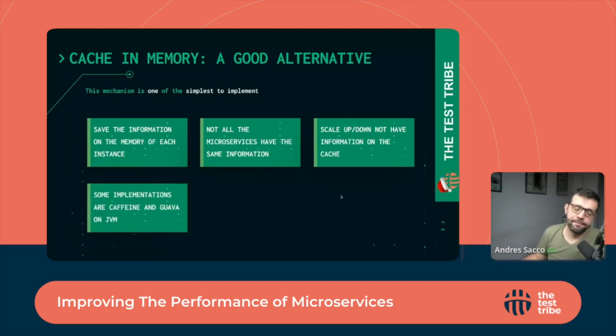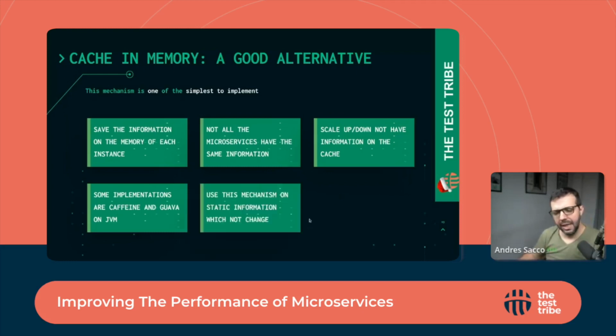In the case of Java, there are some implementations like Caffeine and Guava, and you use them as a mechanism to save static information that doesn't change frequently, and where it's not relevant to have synchronization between the different instances. It's like, okay, if one instance has some values in the cache and the others have others, it's okay. I can live with this problem.